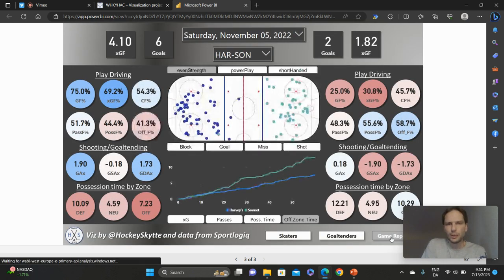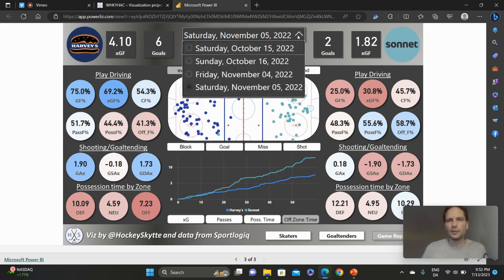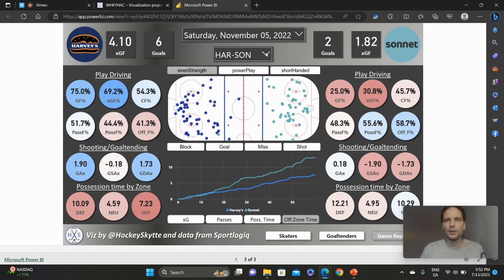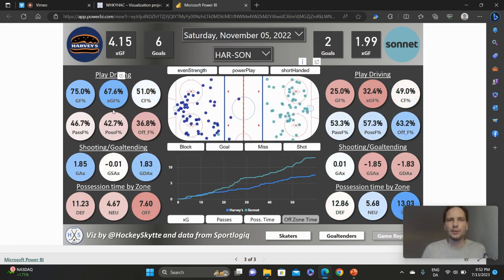So this is what it looks like. In this report, you can look up a specific game and you'll find data for that specific game. Now, if I had to redo this one, I would probably do it slightly different, but it works as it is. So you can select the date, and then you can select the game, and then you have data for that game. And you can elect to look at even strength, power play, shorthanded, or all strength. If you click on this one, we're looking at all strength, and we can see that the data changed slightly.